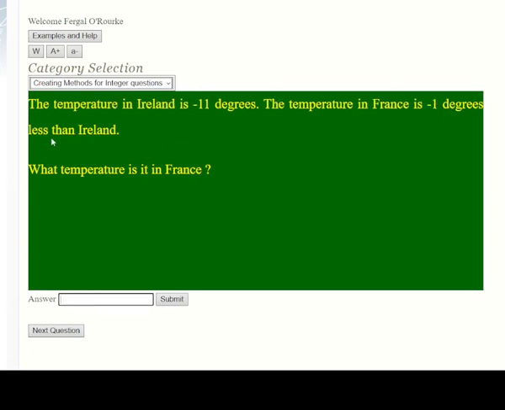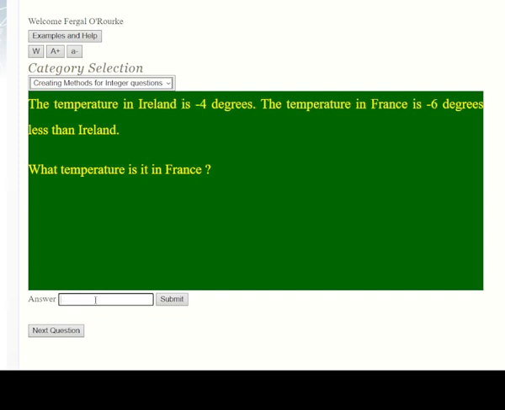Temperature in France is less than Ireland, so you would take away how much less it is. So it's -11, take away -1. And remember, if you're taking away a minus number, that's a plus number. So again, this is getting very confusing in terms of the numbers, but if you just forget about what the numbers are for a moment and think about what do you do. In order to find the temperature in France, if the temperature in France is less than Ireland, you take the temperature in Ireland and you subtract how much lower it is in France. So it's -11, take away -1, which is -11 plus 1, which is -10.